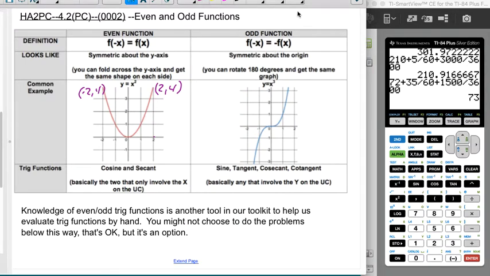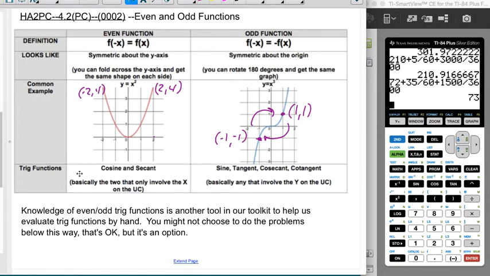What it means to be an odd function is if you plug a negative x in, you get the opposite of f of x out. Let's look at an example here. If I plug a 1 into x cubed, 1 cubed is 1. But if I plug a negative 1 into x cubed, I get a negative 1. I get the opposite of that original out. What an odd function looks like is that it's symmetric about the origin, meaning if you rotate it 180 degrees, you get exactly the same graph. So the other four trig functions, sine, tangent, cosecant, and cotangent, are all odd functions, okay?